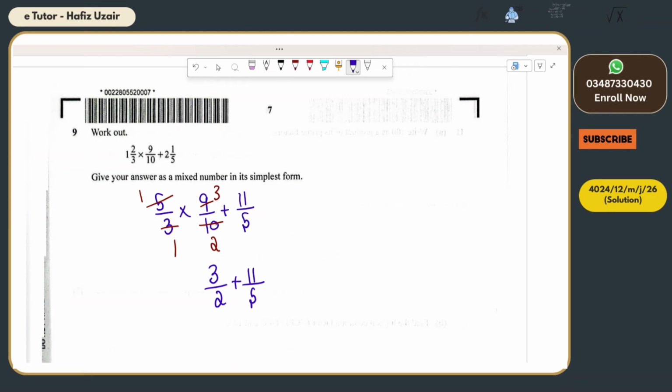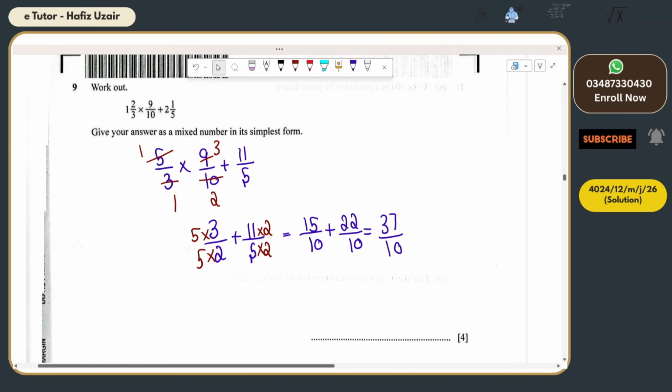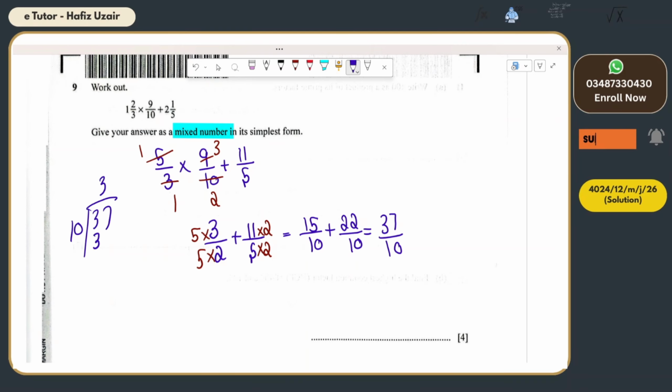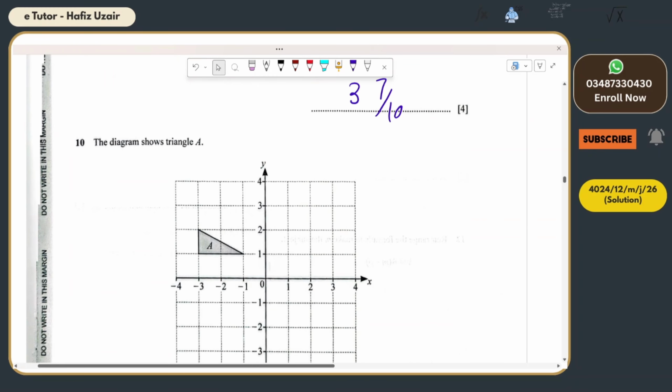Now we need to make their denominators the same. So we can simply multiply with 2 over here. We can simply multiply with 5 over here. All right. So now what we are getting from here, it will be 15 over 10 plus 22 by 10. So this will produce 37 over 10. Now the answer is in simplest form. So now you need to give the answer as a mixed number. All right, so let's divide 37 by 10. So 10 times 3 is 30. So you will have 3 whole 7 by 10. So 3 whole 7 by 10 is your answer as a mixed number.